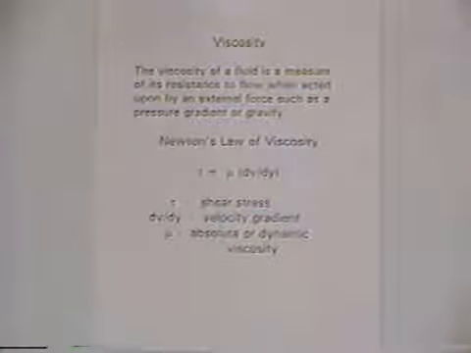Another property is viscosity, and viscosity is a measure of the resistance to flow when acted upon by an external force such as a pressure gradient or gravity forces. Now, Newton's law of viscosity gives us a definition of the absolute or dynamic viscosity, and this holds true for laminar flow. You'll have to remember laminar flow is where you have one layer of fluid flowing smoothly over the other layers, as opposed to turbulence, where there's a random motion of the fluid particles.